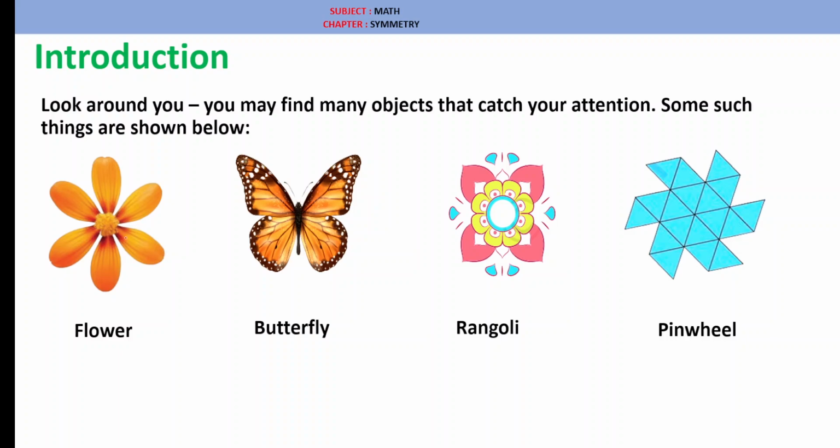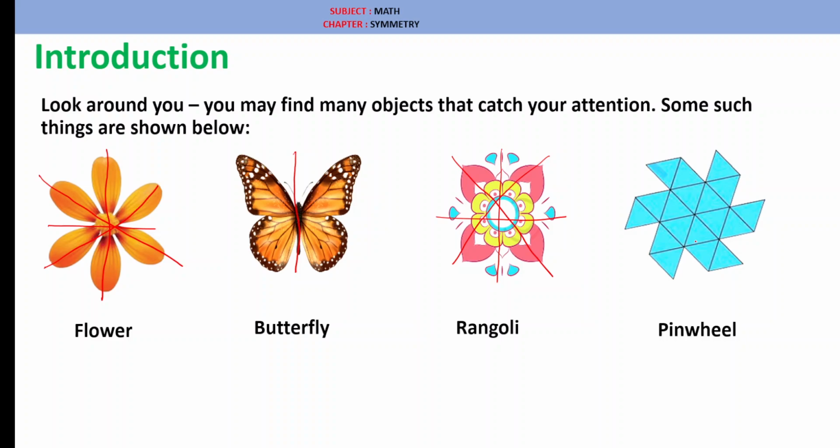See, if I draw a line here, then I can see that this is symmetrical. Here also this way also I can draw. This way also I can draw. This way also. But for the butterfly, only one line I can draw. For rangoli, I can draw 4 lines. But for pinwheel, I can't draw it.